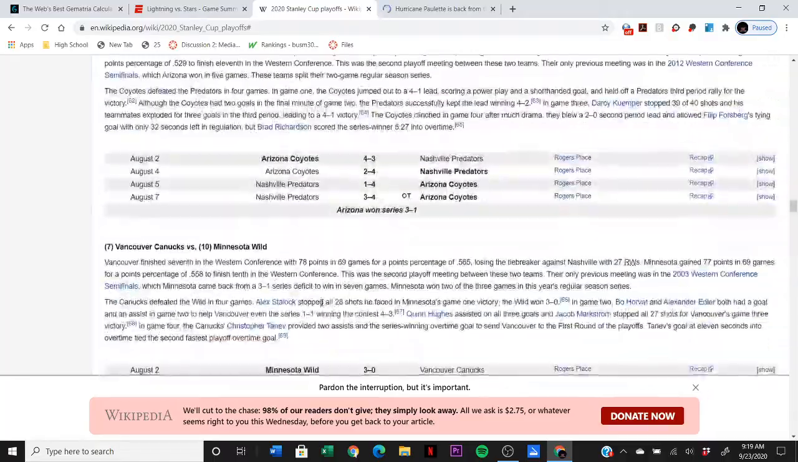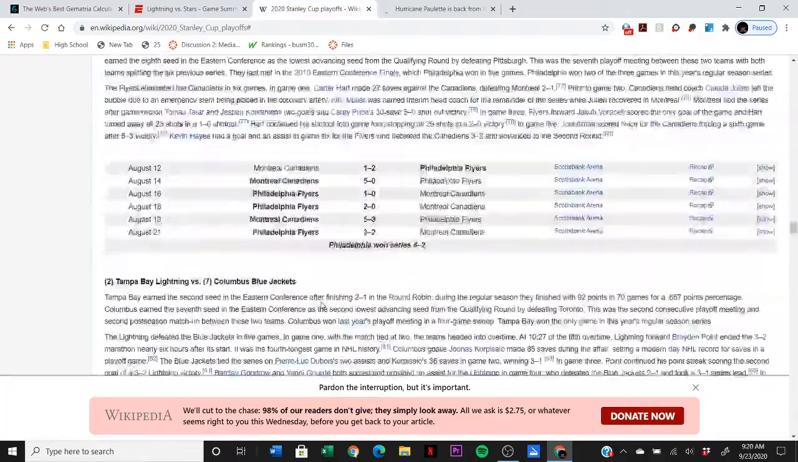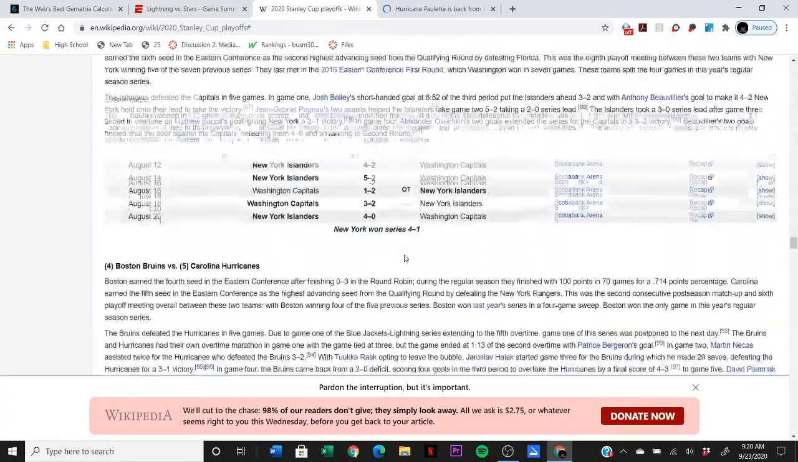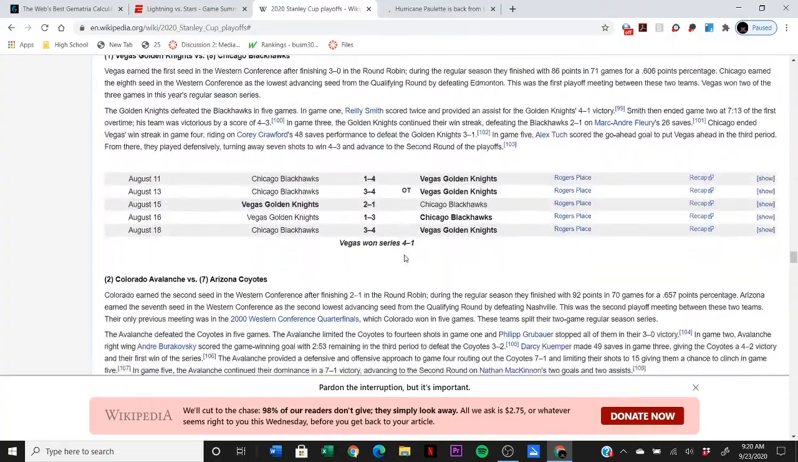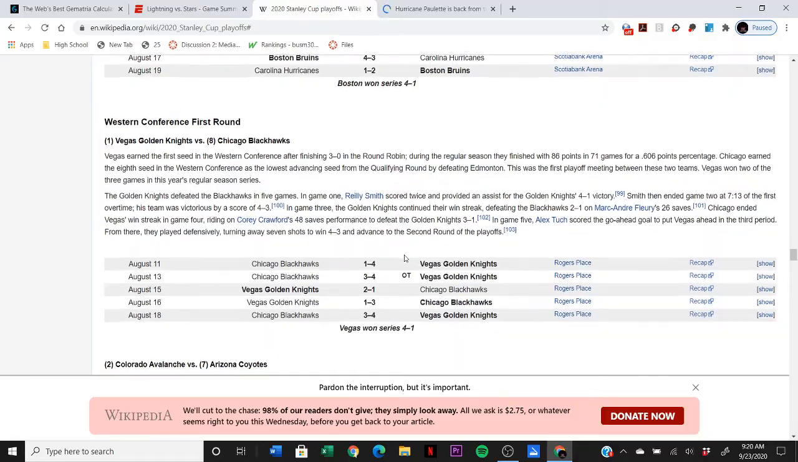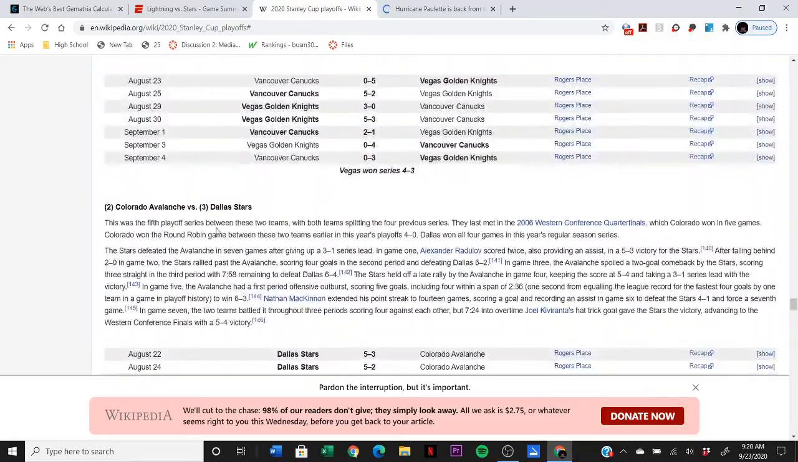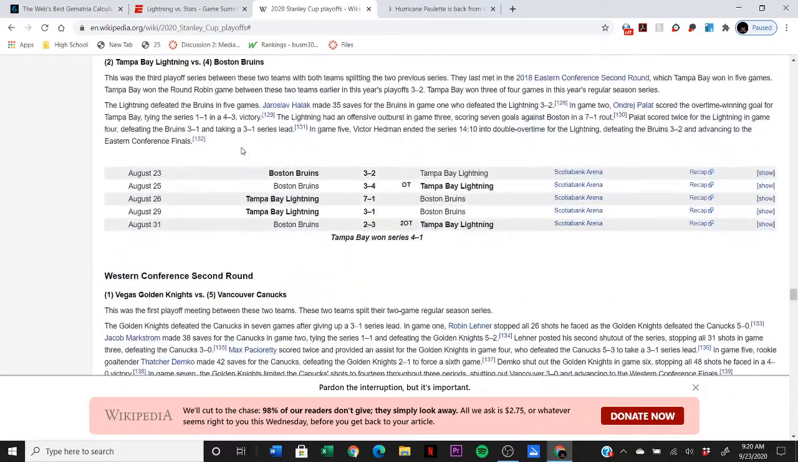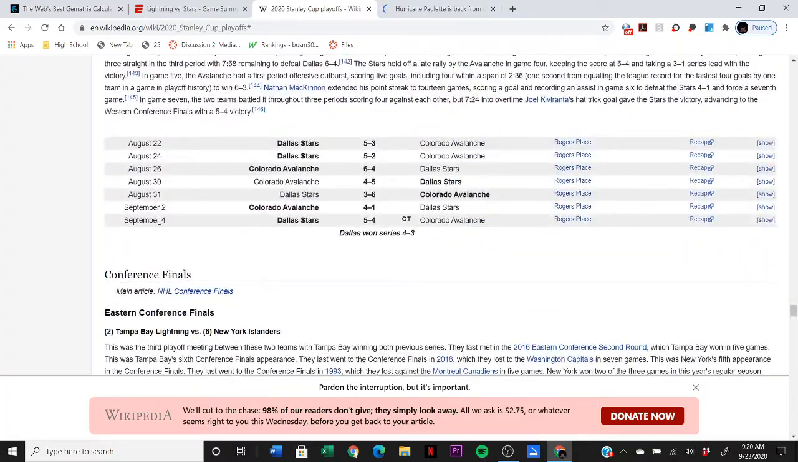Well, let me show you that real quick. September 4th. Look at that. Or not this series, but it's going to be, there it is. Look at that. September 4th, 9/4. Dallas beats them 5-4. Look, there's that number again. 5-4 in overtime.